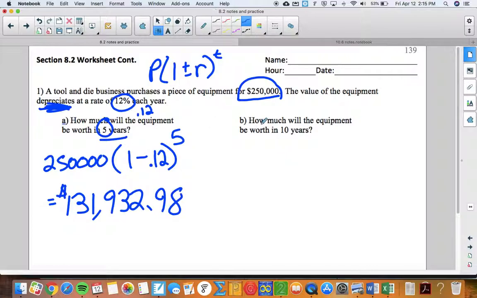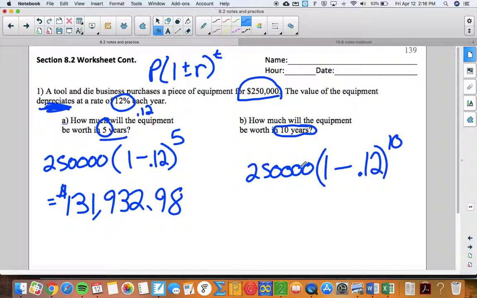So for part B, it's the same piece of equipment. It still depreciates 12% every year, but now we're wondering, after a total of 10 years, what's it worth? So initial investment still cost us that much when it started, and every year it still loses 12% or 0.12, but now it's going to drag on for 10 years, so now it's only worth $69,625.24.